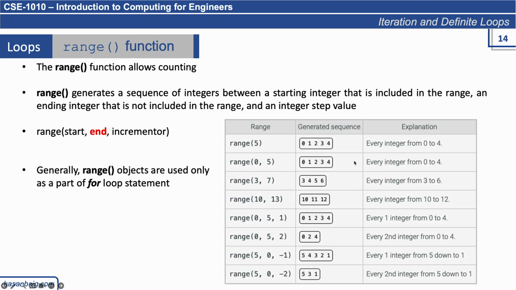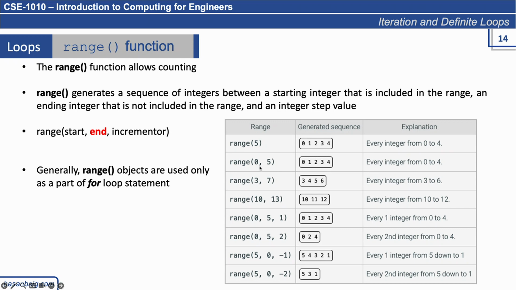So these are some examples. Here, in range, we specified only one parameter, 5. So 5 would be treated as an end value. It would generate the values starting from 0 by default, all the way until 4. As I said before, the end value is excluded, the same as in slicing. Remember when we were learning slicing, the end index is always excluded. So it generates a list of integers from 0 to 4.